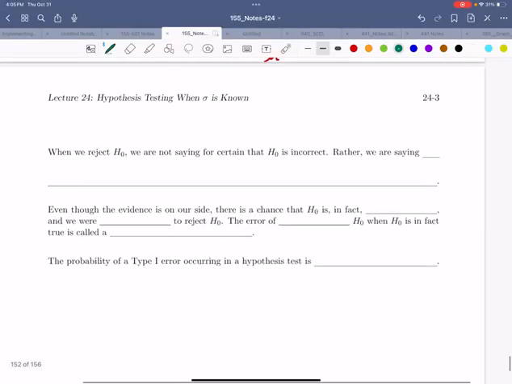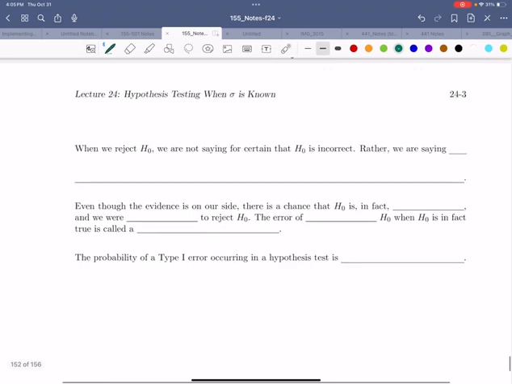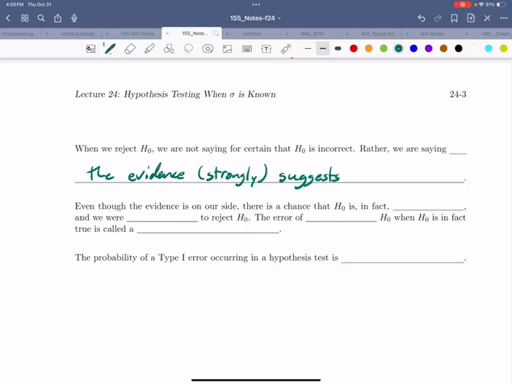When we reject the null hypothesis, we're not saying that it's necessarily incorrect, but we are saying that the evidence, maybe strongly, suggests H naught is incorrect. Even though the evidence is on our side, there is a chance that the null hypothesis is in fact correct. One thing we really try to avoid is rejecting the null hypothesis when it's correct. Rejecting the status quo is a big deal. We want to make sure that there is strong evidence on our side to do that.